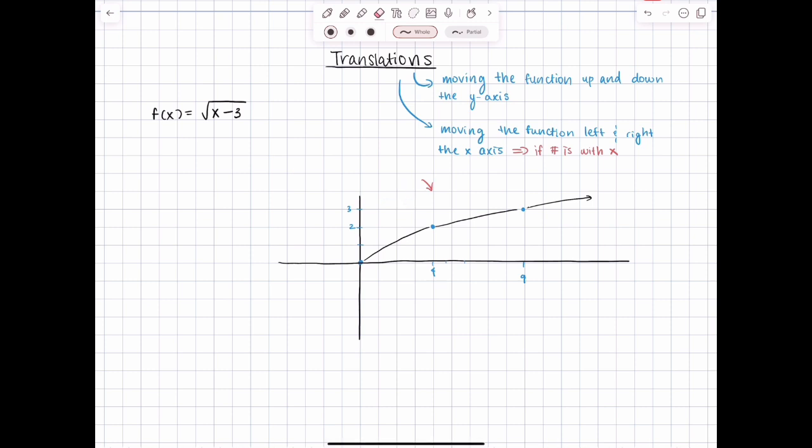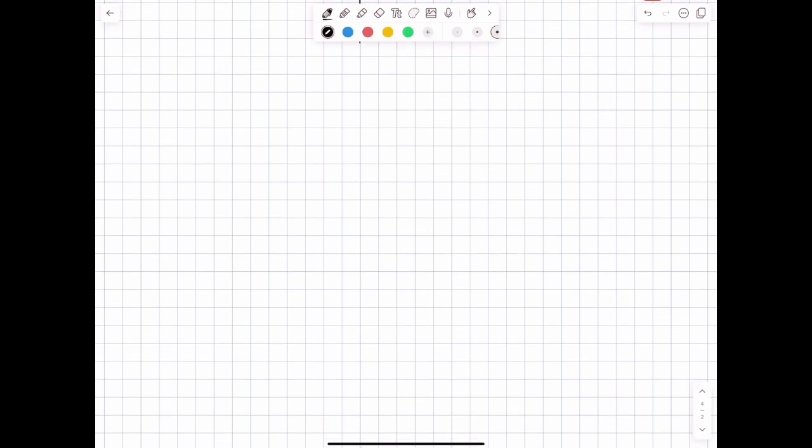Whenever you're dealing with moving left and right along the x-axis, you're going to perform the opposite, a counterintuitive kind of thing. So we're going to move all these points 3 values: 1, 2, 3. It's going to be something like this, and you're going to have that point over here.